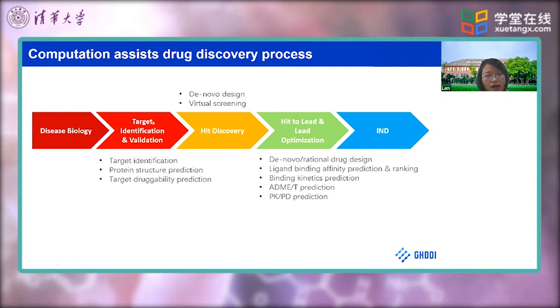For the stage of target identification and validation, we have methods to identify targets. And for the target of interest, we can predict the protein structure using different ways. And also there are methodologies to predict the target druggability. On the stage of hit discovery, one important application is virtual screening to identify new hits. And also we can design a new library using novel chemistry or deep learning based approaches.